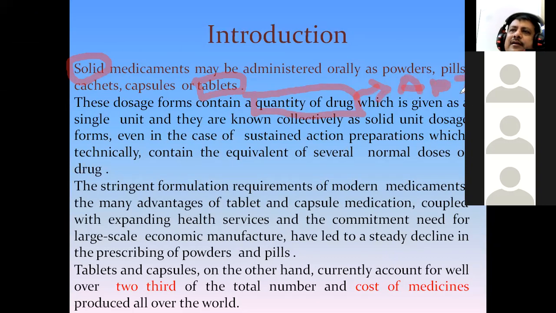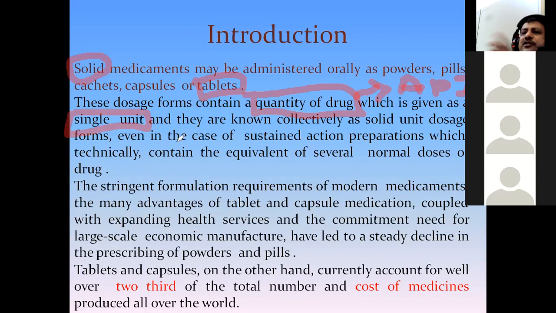which is going to be given in a single unit. Means here we are not going to give it in, for example, multiple doses. So this is the single unit which you are going to give. For example, if you have a 5 mg tablet or 10 mg tablet or 50 mg tablet, as per the dose of your API or the drug, the quantity of the drug will vary in your tablet dosage form, but it will be given as a single unit. So this is a very important point which we should know.